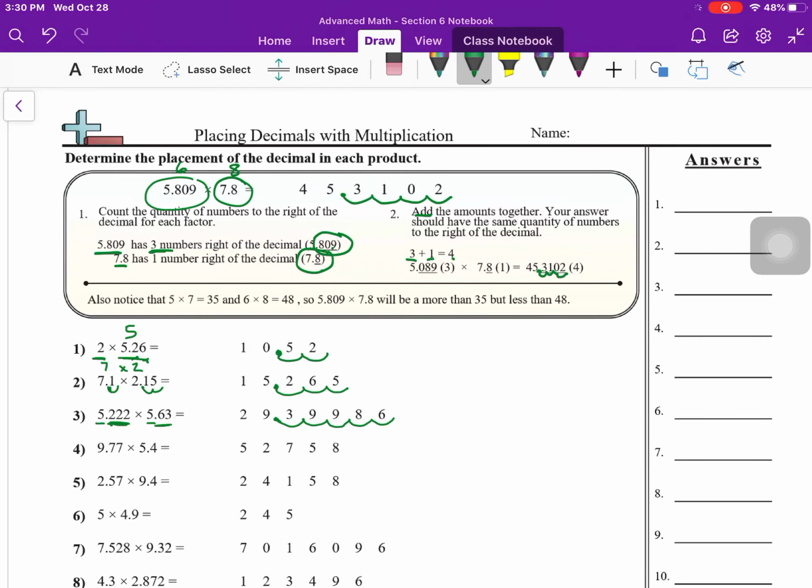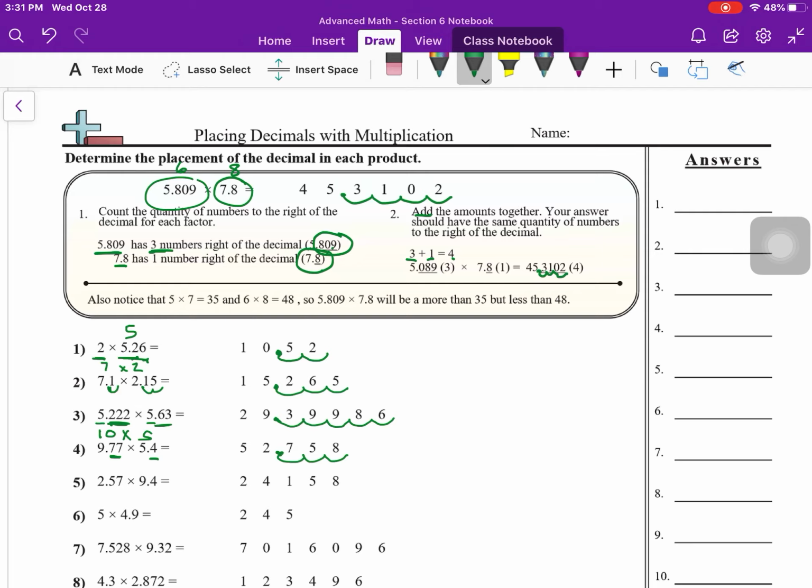A couple more here. Let's try this number, 9 and 77 hundredths would round to 10, and 5 and 4 tenths would round to 5. 5 times 10 would be 50. So I'm guessing my decimal will go there. But again, I check. There's 2 numbers after the decimal point. Here there's 1 number after the decimal point. So 2 plus 1 is 3. 1, 2, 3. And that is correct. That's where I put my decimal.